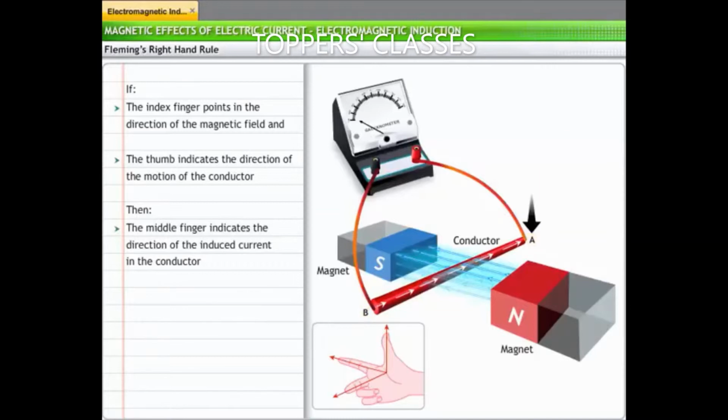Thus, you can see that the direction of the magnetic field, the movement of the conductor and the induced current are at right angles to each other.